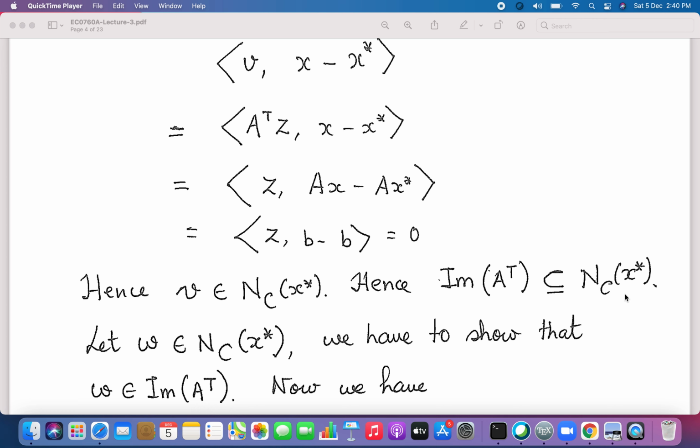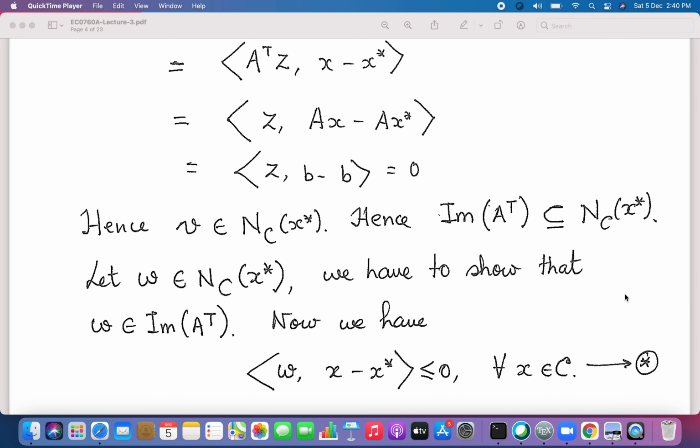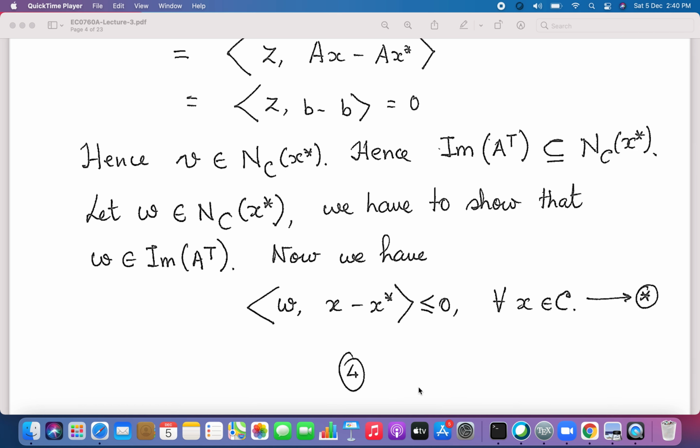Now we have to show the reverse thing, that whenever W is an element of N_C(x star), we have to show that W is in the image of A transpose. Now W being in N_C(x star) simply means the inner product of the vector W with x minus x star is less than or equal to 0 for any x in C. That's the definition.